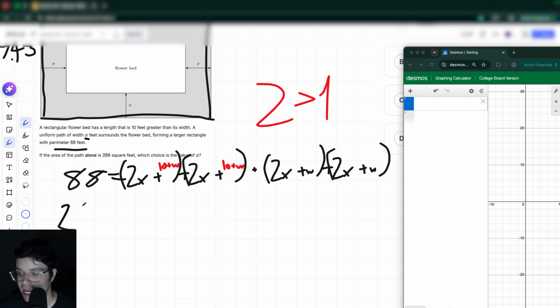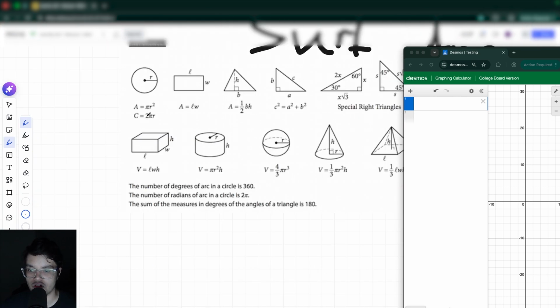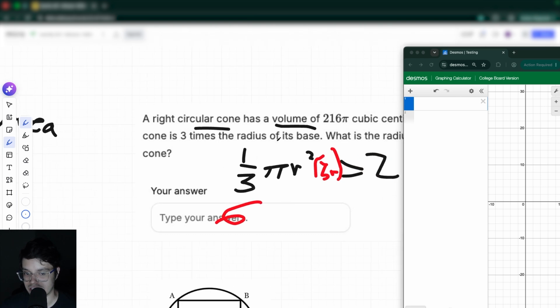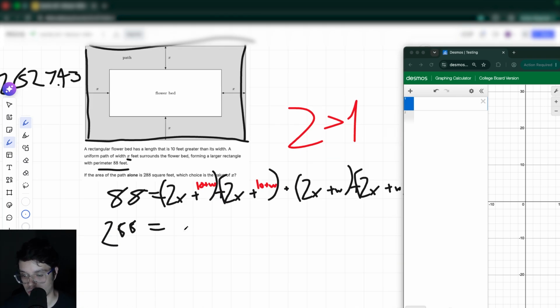So I can say here 288 is equal to the area. In case you're not familiar yet, I can look over here: for a rectangle, it would be length times width. Pretty simple, it's the easiest one. So I can take what would be the length of this. As we already said, it would be basically one of these pieces, so it's 2x plus the whole 10 plus w thing. And then let's multiply by the width, which would be exactly this.